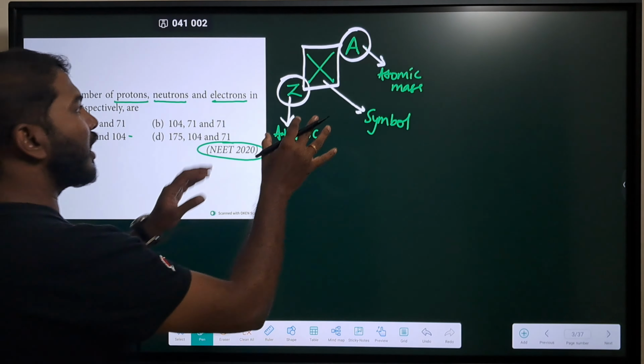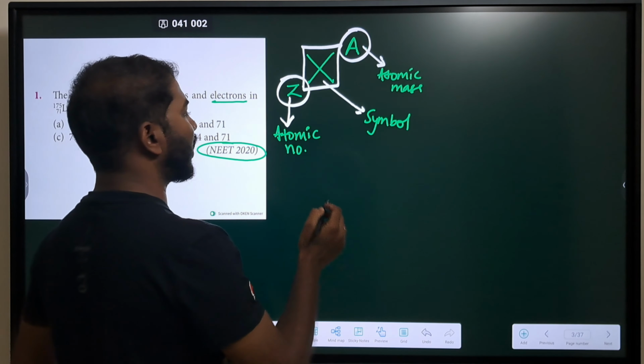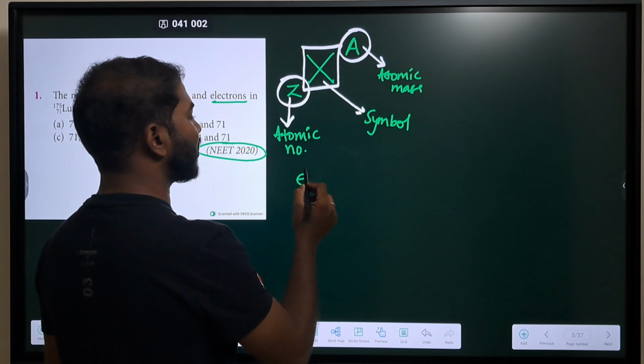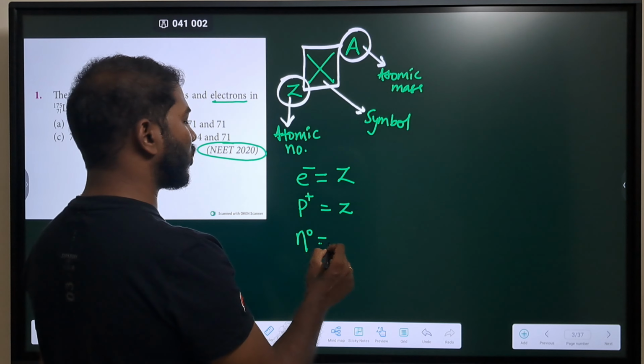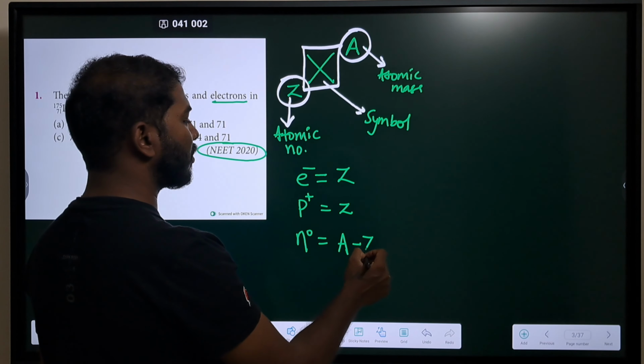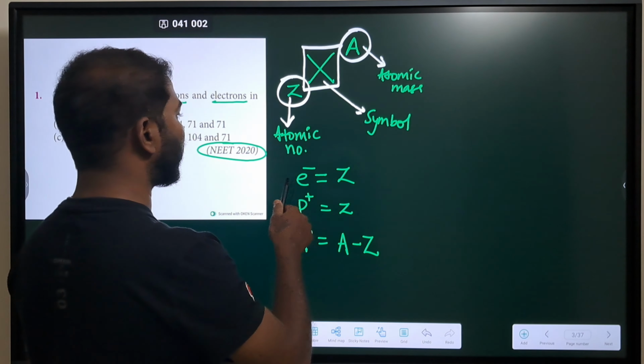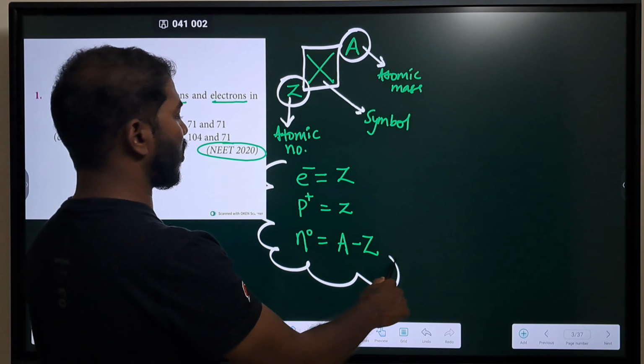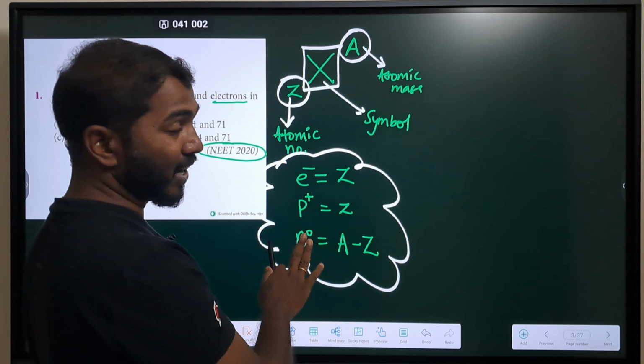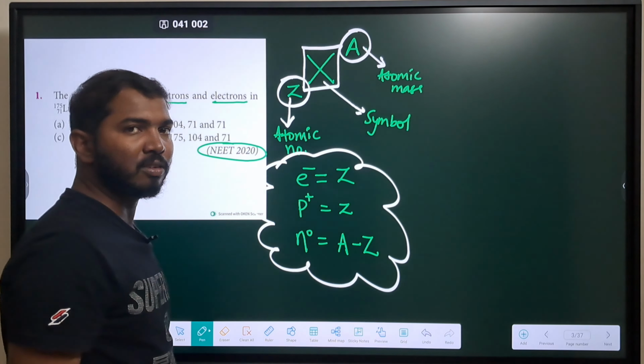For any representation of this type, the number of electrons is generally the atomic number, and the number of protons is also the atomic number, whereas the number of neutrons is calculated as atomic mass minus atomic number. So this is very important. Yes, this is only for neutral atoms. For charged species it will be different.